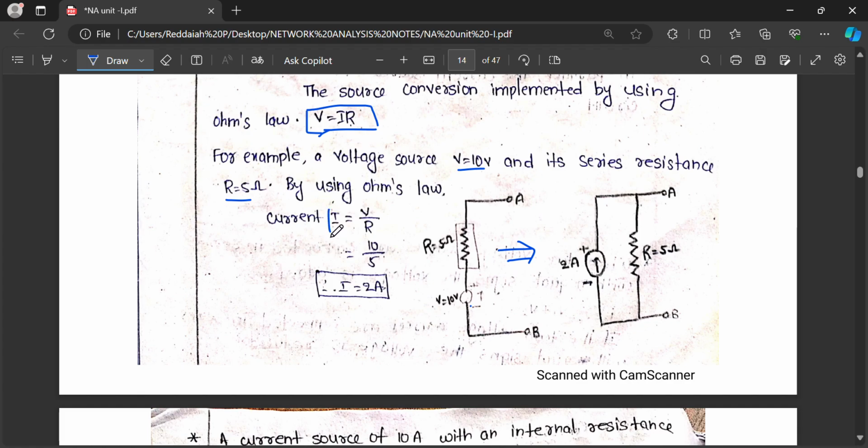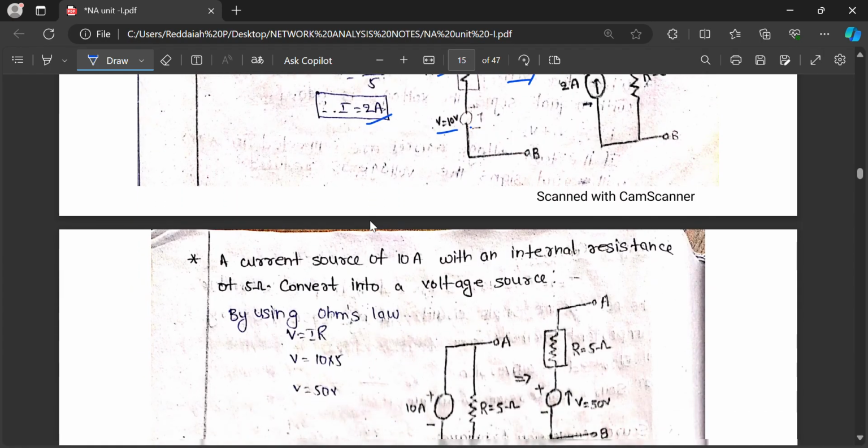What is I? I equals V by R from Ohm's law. I equals 10 by 5, which is 2 amps. Therefore, the voltage source is replaced by a current source of 2 amps, and we indicate it with an arrow mark like this. By using Ohm's law, this is a simple method to convert a voltage source into a current source. V by R gives the current, which we represented here as 2 amps. The parallel resistance, what is its value? The same value, 5 ohm, we have to place here. That is the source conversion.